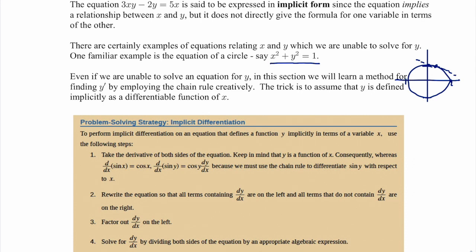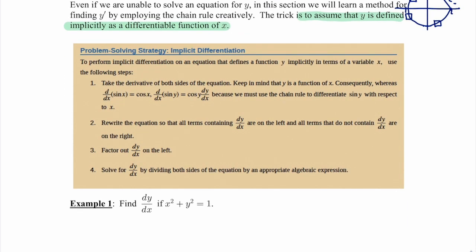So the key behind what's going on here is to assume that y is defined implicitly as a differentiable function of x. And that would be the case if we imagine this circle here and we take any little snapshot, small window of that curve, we would see that y is a function of x for that small area. So it's legal to assume that y is a function of x because it is in any of these small windows.